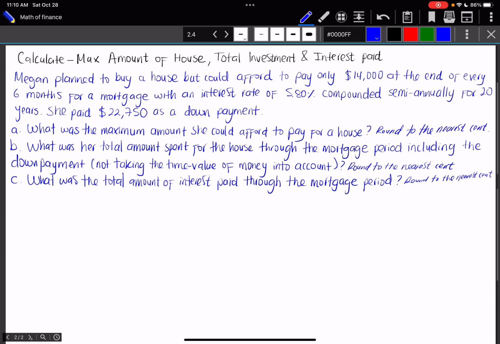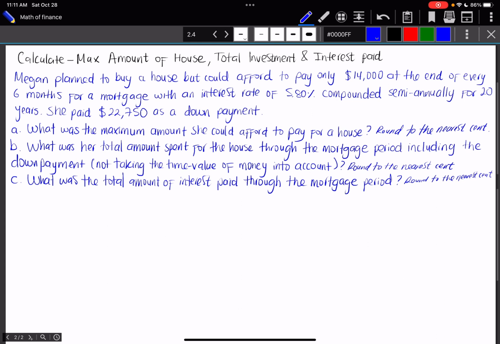There are 3 questions we need to work on. First, what was the maximum amount she could afford to pay for a house? Second, what was her total amount spent for the house through the mortgage period, including the down payment, not taking into account the time value of money? And third, what was the total amount of interest paid through the mortgage period? And we need to round answers to the nearest cent.